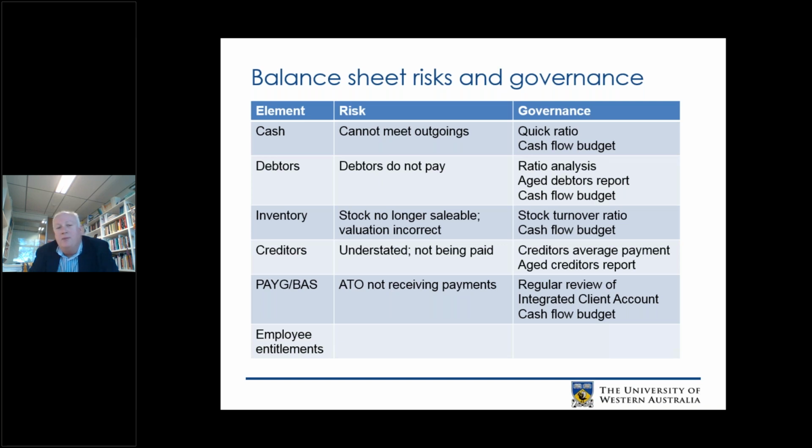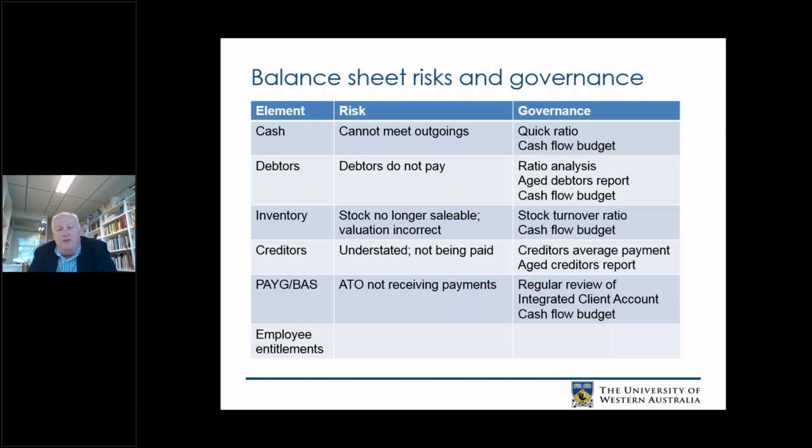In terms of debtors, so those people who owe you money, the big risk is that those debtors don't pay. And again, ratio analysis is used to help you understand that critical element in your balance sheet. But we also use aged debtors reports to be able to explain to the board and senior management who hasn't paid and how long it has been since they've paid. You might also use what we call the average debtors to get a sense of how long it actually takes for debtors to be able to pay you. And then finally, these things inform the cash flow budget, of course.